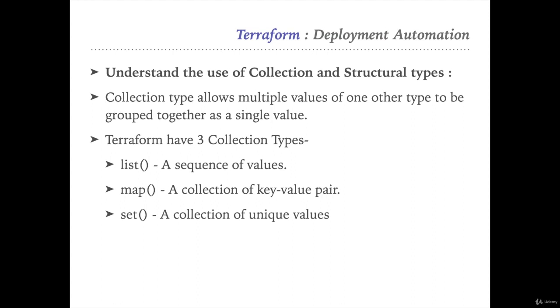The map is a collection of key-value pairs. Here you need to define the key and the value, then key then value, then key then value. In the map, the key or the value cannot be null. The set is a collection of unique values. In the list, you can keep duplicate records, but in the set, you cannot keep duplicate records. So these are the collection data types.